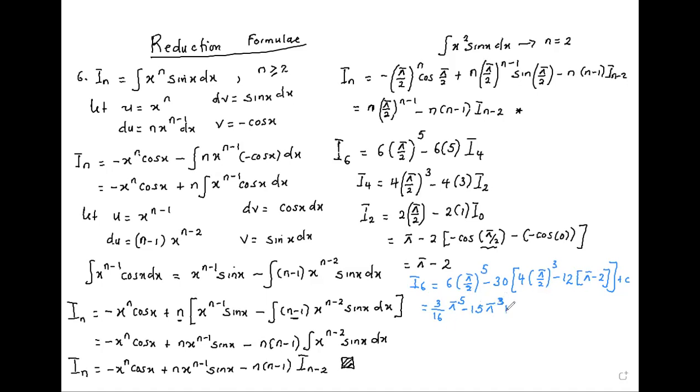Then plus 30 by 12. 30 by 12, 360. So plus 360 pi. And then 12 by 2, that is positive 24. Positive 24 times negative 30. That is minus 720. Yeah, minus 720 plus C.